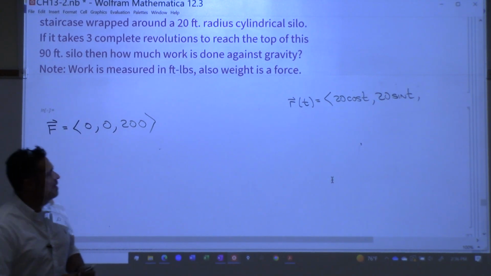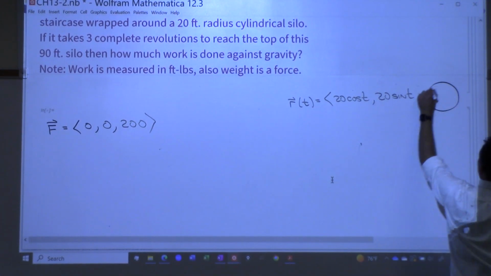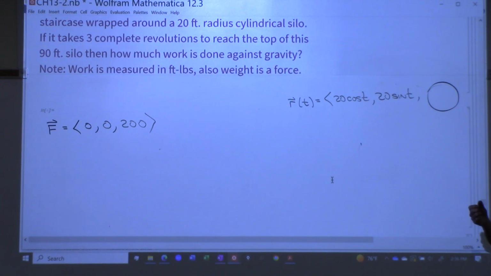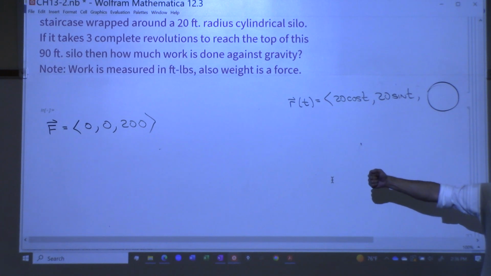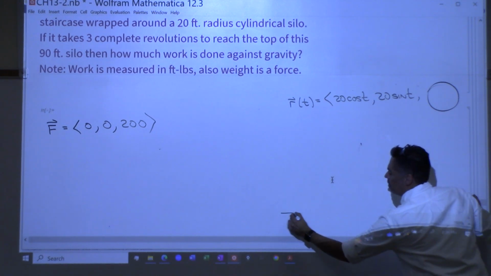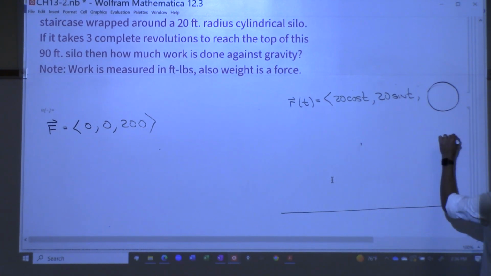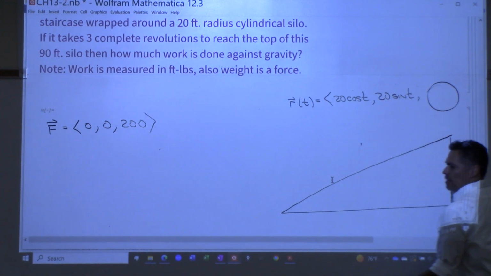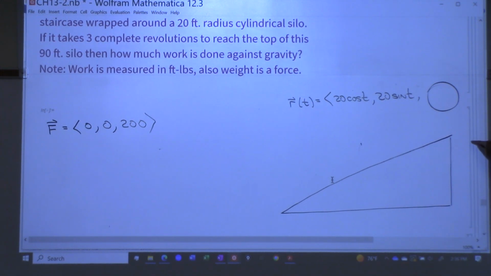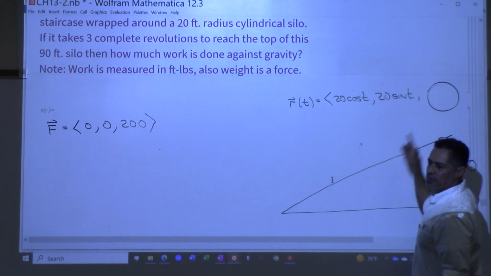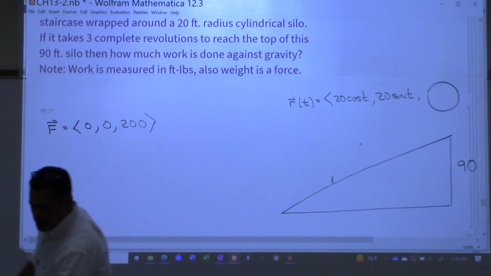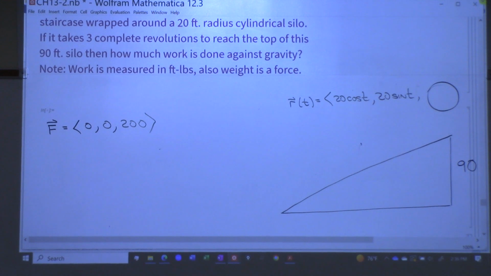The important thing of this problem is to try and figure out what's happening here. And the way you do it is you unwrap his path. If you unwrap his path, you basically can look at it as him going up an inclined plane. And you know that he travels 90 feet vertically. And then you can somehow set up a ratio to figure out this function. So we'll do that next class. It's not that bad. It looks bad.